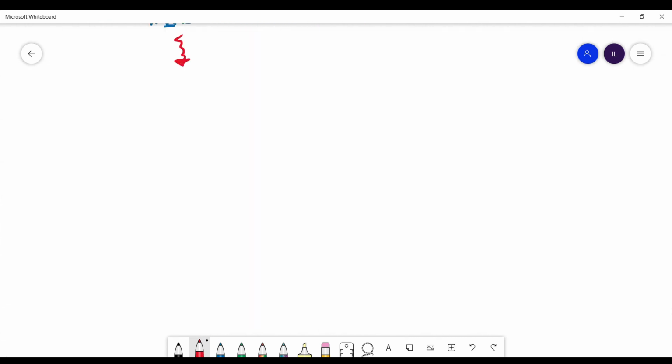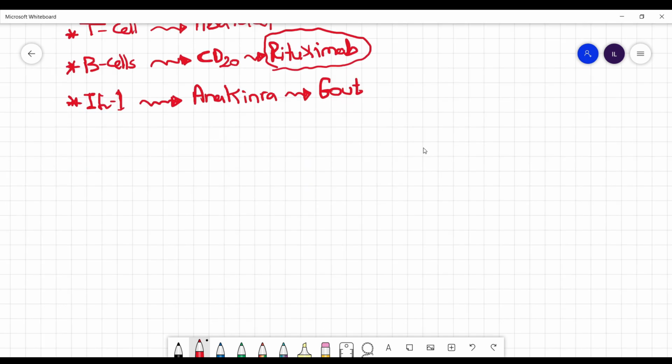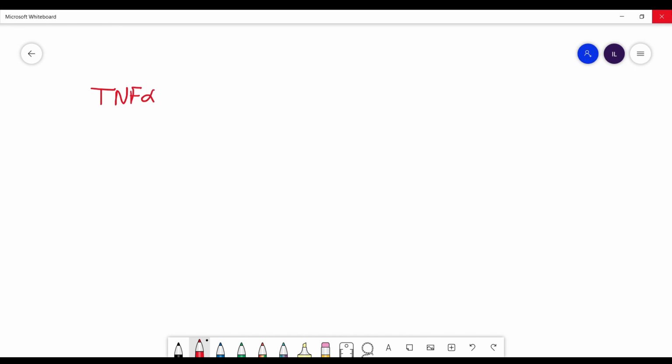What you need to know is the mechanism of action of these medicines and their names. So the first one is T-cell inhibitors. The one that you need to know is abatacept. And we also have the B-cell inhibitor. The one that you need to know is the CD20 inhibitor, which is rituximab. Then we have the interleukin-1 inhibitor, which is anakinra. That's mainly used in resistant gout, and it's like third line treatment.